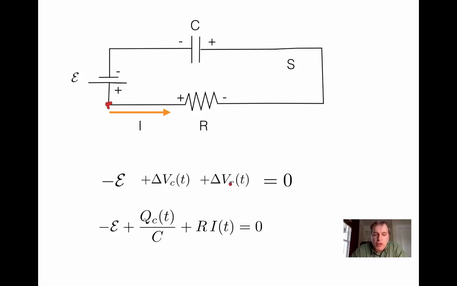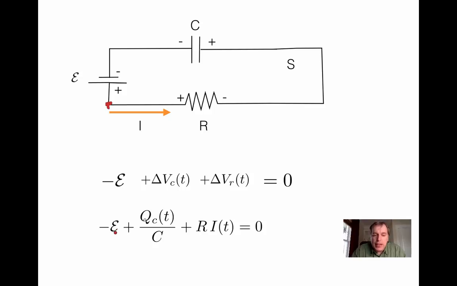So you can rewrite this equation in this form. This is the voltage across the capacitor, QC over the capacitance, and this is the voltage across the resistor. That's our equation. Now to make more progress, we need to rewrite the equation in terms of just one function.